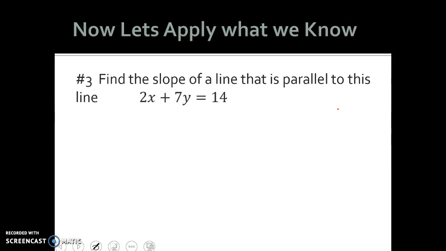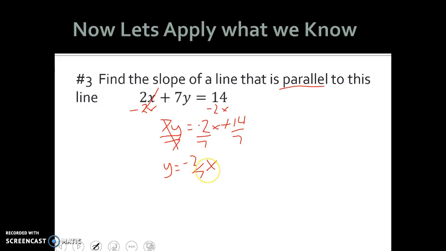It says find the slope of a line that is parallel to this line. Well, that means we have to find the slope of this line first. So to find the slope, we're going to get the y by itself. We're going to subtract 2x from both sides. So we have 7y equals -2x plus 14. But then we want to get the y by itself, so we're going to divide everything by 7. So that will give us y equals -2/7 times x plus 14 divided by 7 is 2. So that means the slope of our original line is -2/7.